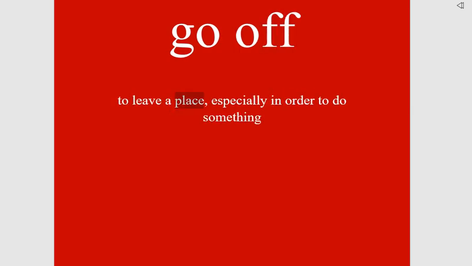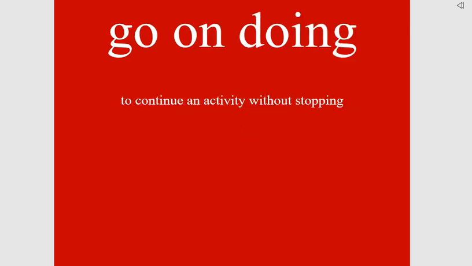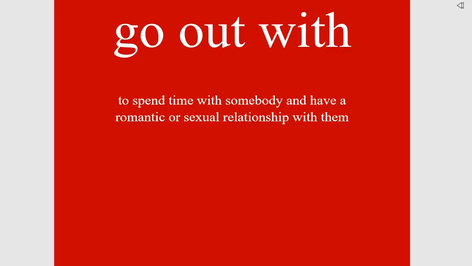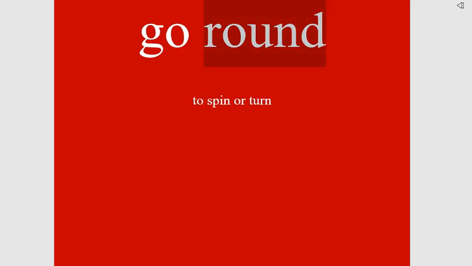Go off. To leave a place, especially in order to do something. Go on. When a performer goes on, they begin their performance. Go on doing. To continue an activity without stopping. Go out. To leave your house to go to a social event. Go out with. To spend time with somebody and have a romantic or sexual relationship with them. Go over. To examine or check something carefully. Go round. To spin or turn.